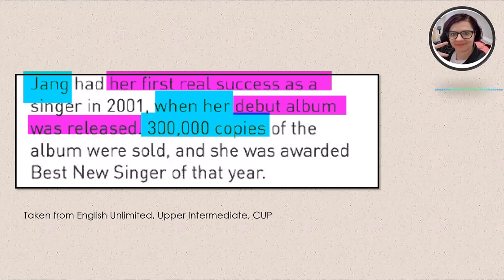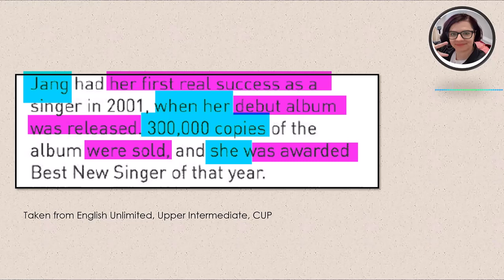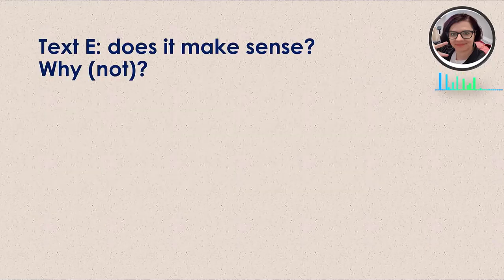"Copies of the album." This is given information because we've just finished talking about her album. "Were sold." This is new information. "She", Yang, anaphoric reference, given information, "was awarded Best Singer of that year." That's new information. This is one of the uses of the passive voice. It helps us with topicalization, meaning that it helps us keep the given-new pattern in our text so that it is coherent. Let's have a look now at another text.